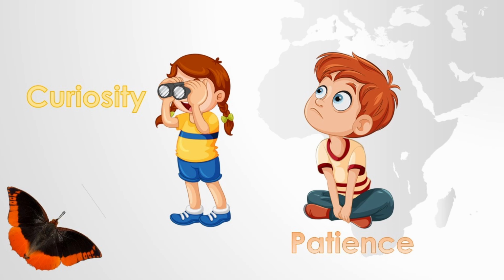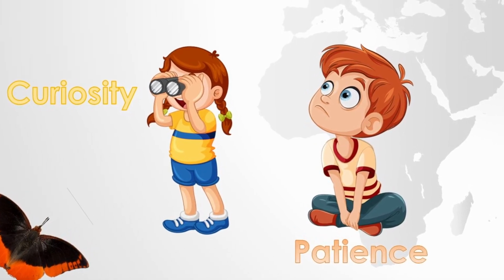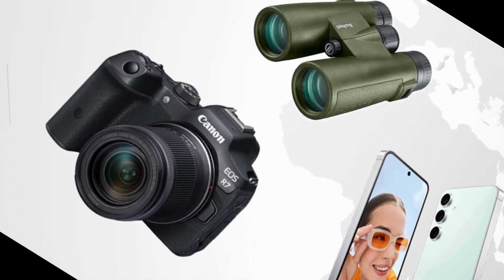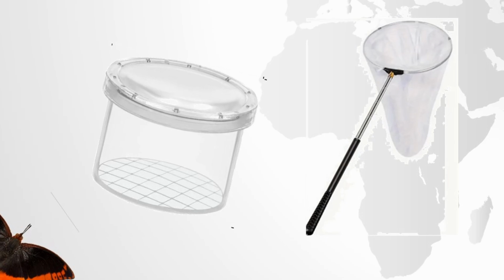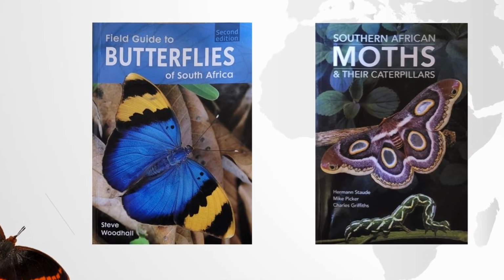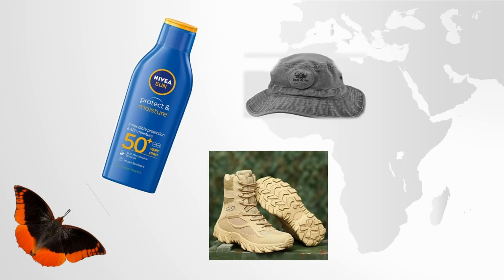So, what do you need to identify butterflies? Curiosity and patience. Maybe a camera or binoculars, or a net and transparent container. It is useful to have a reference book or field guide, but most importantly, you need a pith helmet or other suitable field clothing, but do remember your hat and sunscreen.